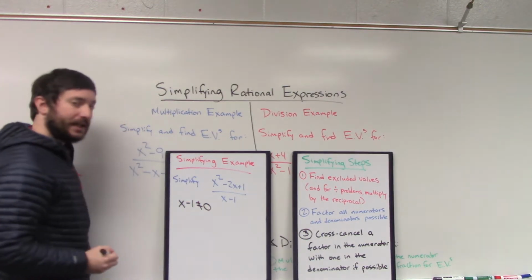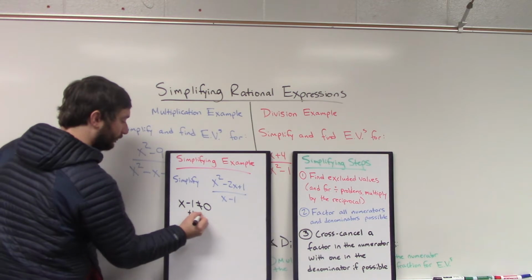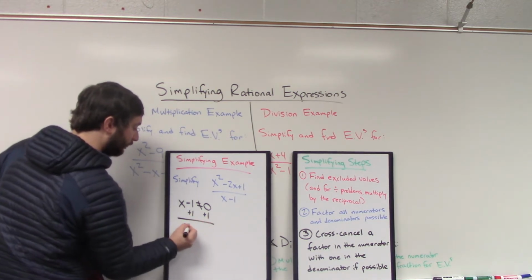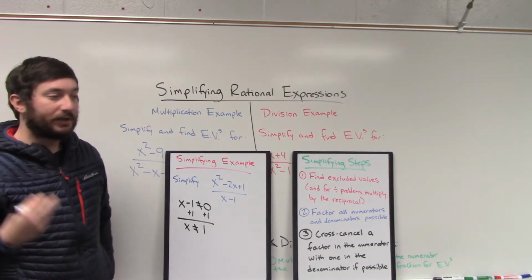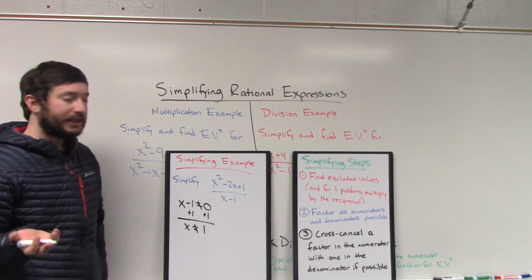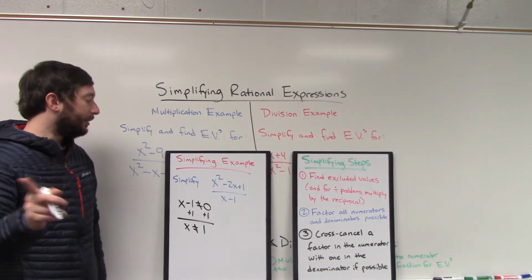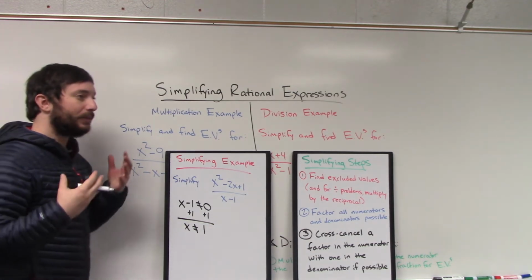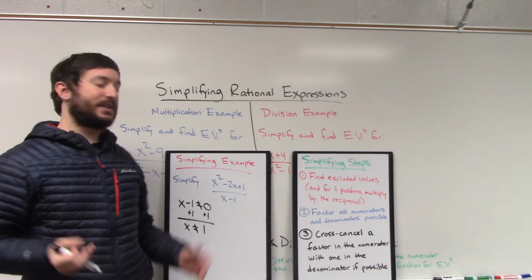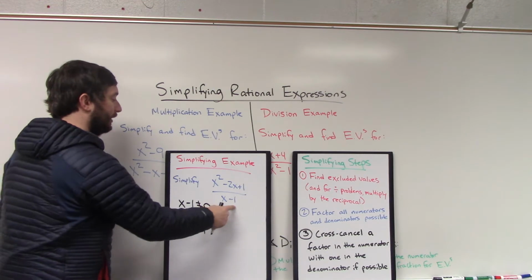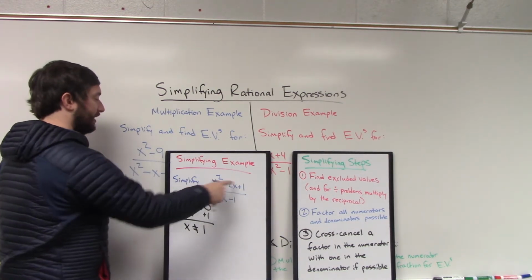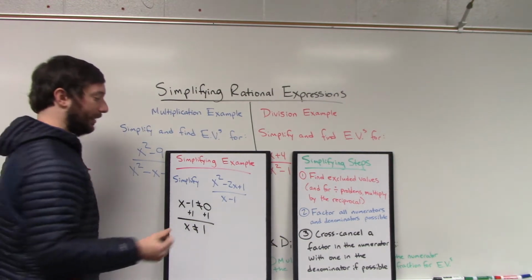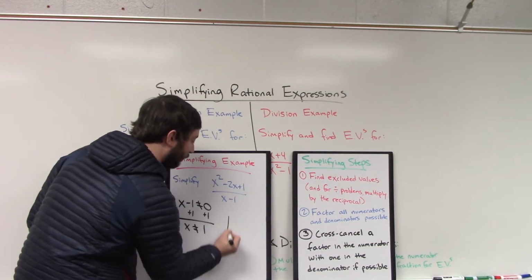We see that this cannot equal 0. And therefore x cannot equal 1. That's one thing that we're going to start with doing, identifying excluded values. Another thing that we need to do is to factor both the numerator and denominator if possible. So x minus 1, you can't break that down any further. But the numerator is something that you can break down. So how we would do that is factor like normal.